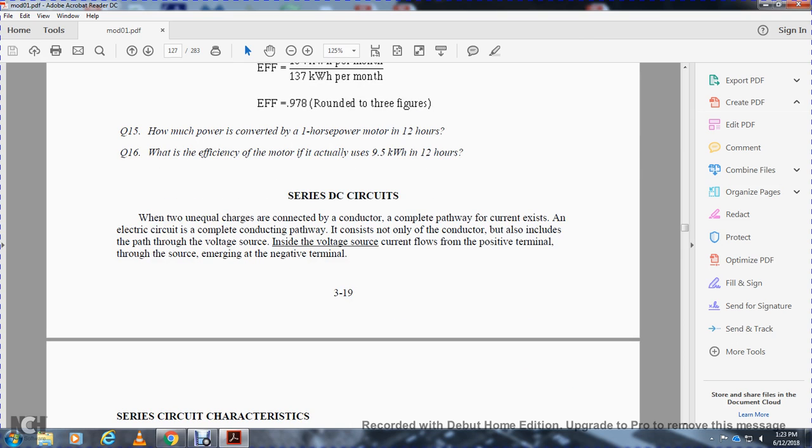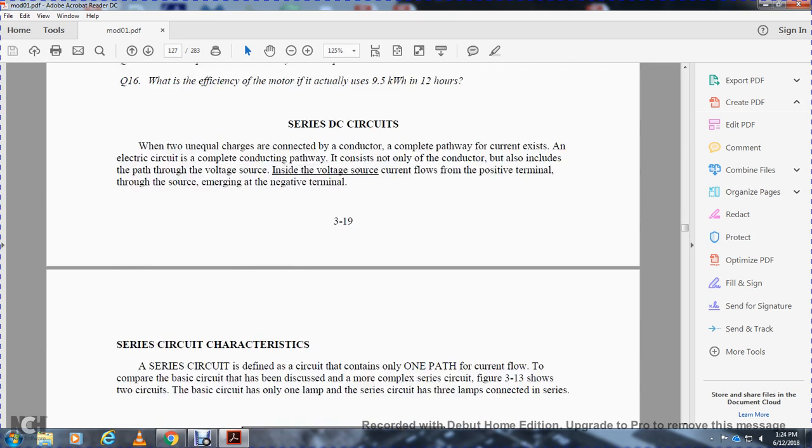Series of DC circuits. When 2 unequal charges are connected by a conductor, a complete pathway for the current exists and electric current flows. An electric circuit consists not only of the conducting pathway but also includes the voltage source. Inside the voltage source, current flows from the positive terminal through the source and merges together at the negative terminal.